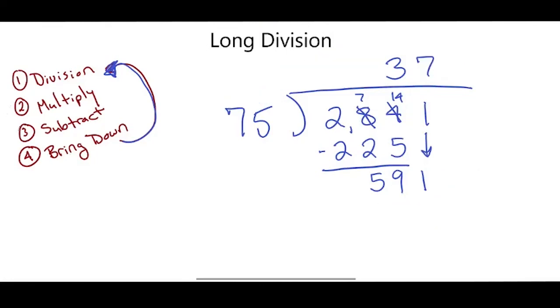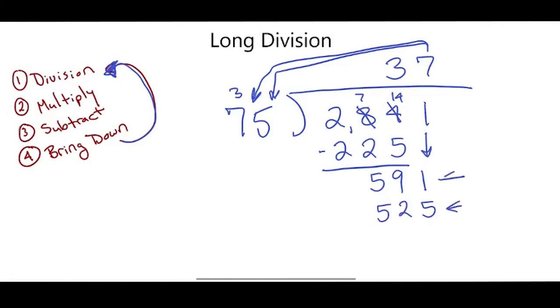All right, let's multiply 7. 7 times 5 is 35. Put the 3 up here. And 7 times 7 is 49. 49 plus 3 is 52. All right, this one is smaller than this one, so that's good. Now we can subtract because we've done division, multiplication. It's time to subtract.